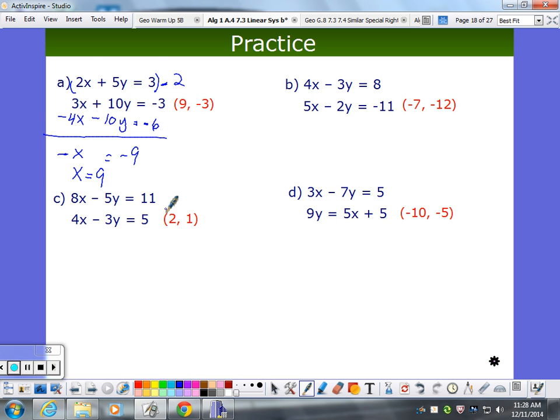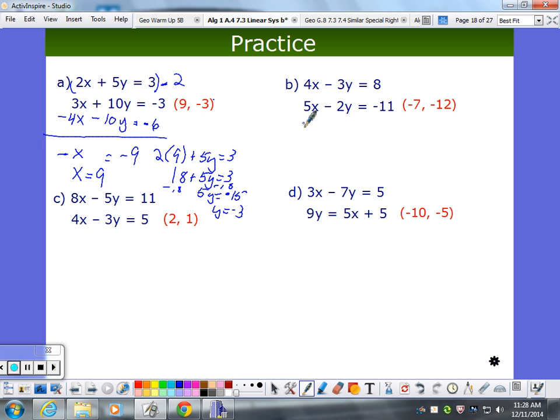Pick an equation to plug it in. Doesn't matter. Let's try the top. 2 times x plus 5y equals 3. 18 plus 5y equals 3. 5y equals, whoa, I have to subtract 18, right? So what's that, negative 15? So y equals negative 3. That's where that came from. And I plugged them in to check them. Make sense? Yes, ma'am?